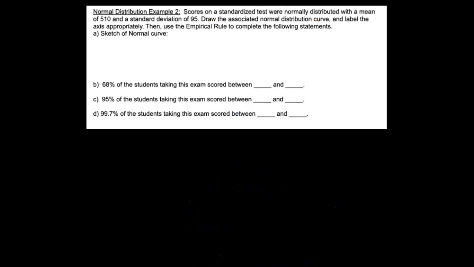So in this example, we have scores on a standardized test that were normally distributed with a mean of 510 and a standard deviation of 95. Draw the associated normal distribution curve, label the axis appropriately. Then use the empirical rule to complete the following statements. Okay, so step A asks us to sketch a curve. I'm just going to sketch it down here so I have a little bit more room.